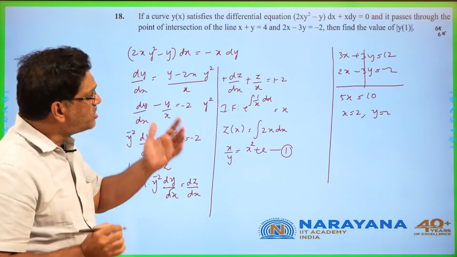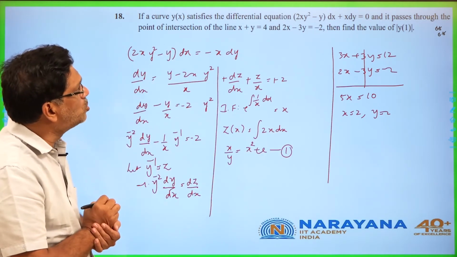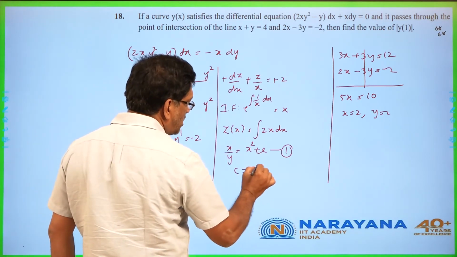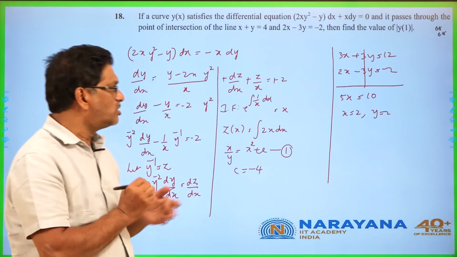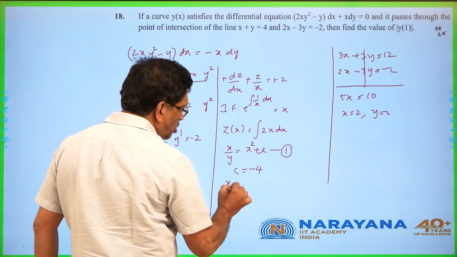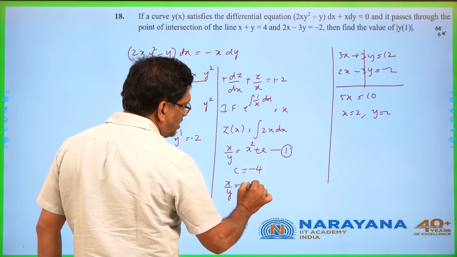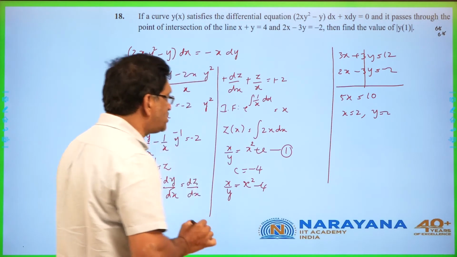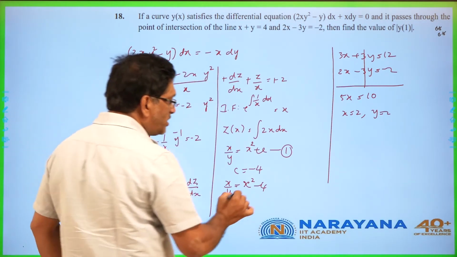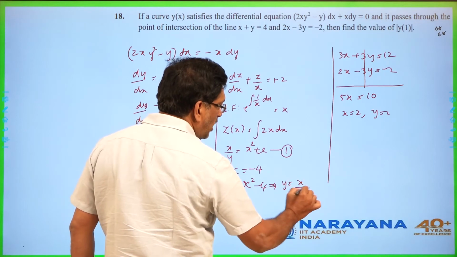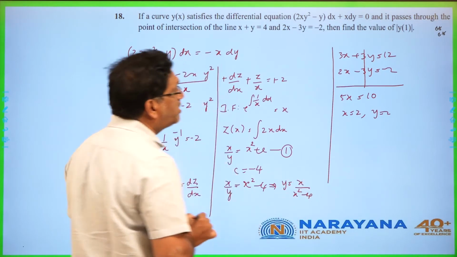To find the constant, he has given a condition, it is passing through 2 comma 2. This is c equal to minus 4. 2 by 2 I can cancel. This is 4. You mean your curve is x by y is x square minus 4. Now what is he asking from this one? y equal to x by x square minus 4.